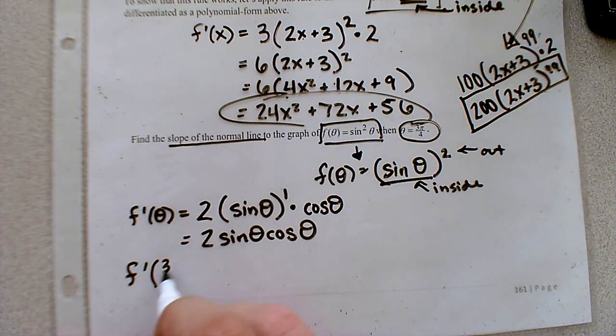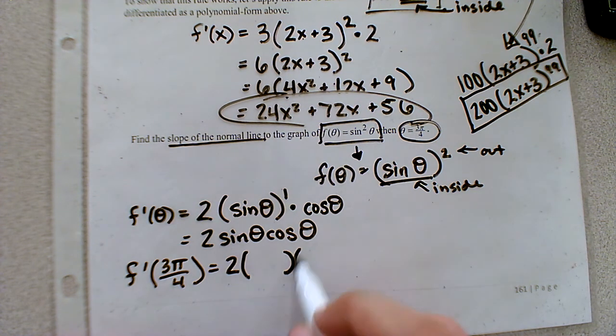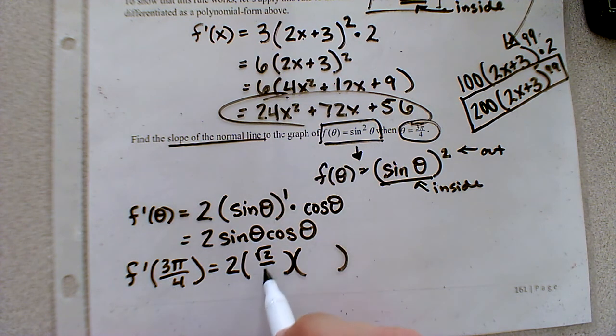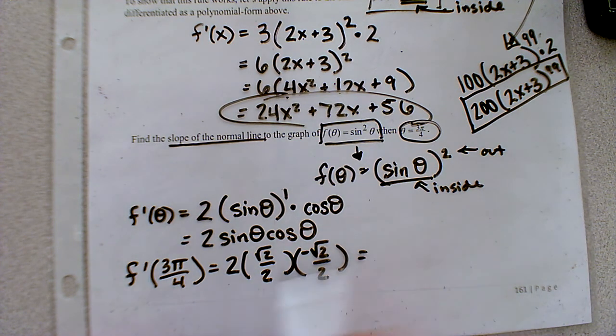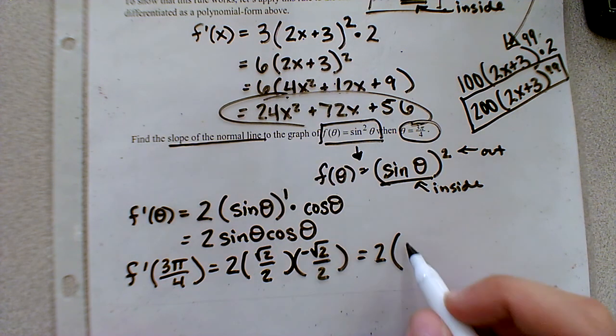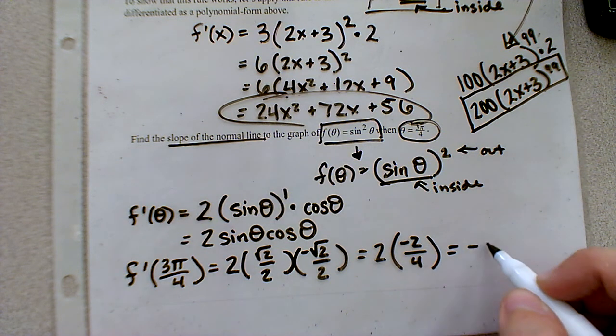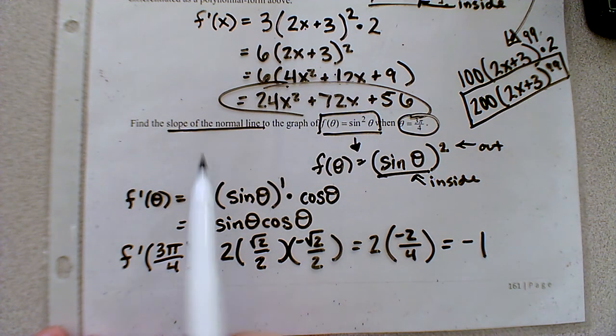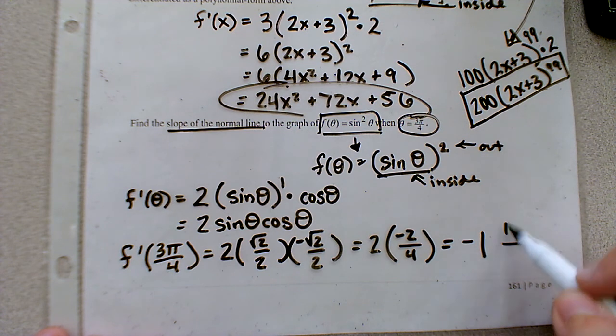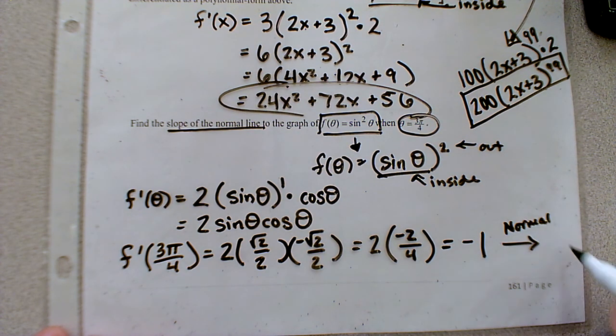If we plug in 3 pi over 4, you may have to use the unit circle, but some of us may be familiar with it without the unit circle. The sine value of 3 pi over 4 is square root of 2 over 2. And the cosine value is actually the same thing but negative because we're in the second quadrant. So if we multiply those together, we'll have 2 out front. These fractions being multiplied together would be negative 2 over 4. So it looks like we have a derivative value of negative 1, but it wants the slope of the normal line, so we need the opposite reciprocal, which would just be 1.